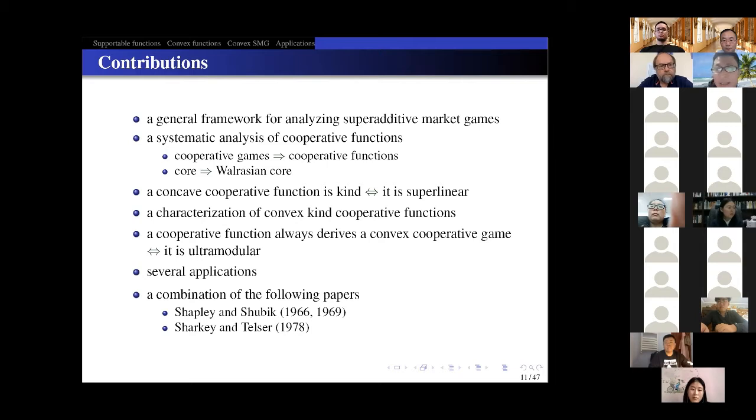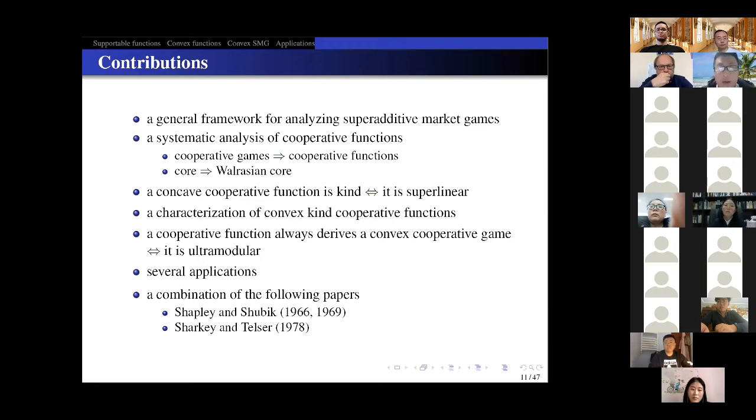The underlying ordinary functions, we call these ordinary functions cooperative functions, and we show that a variant of the core, we call it a variation core, fits this framework very well. It plays a comparable role to the core in cooperative game theory. And we also characterize several classes of this kind of functions, including the concave ones and the convex ones. And we provide several applications of this framework, including the Newsvendor games, etc.